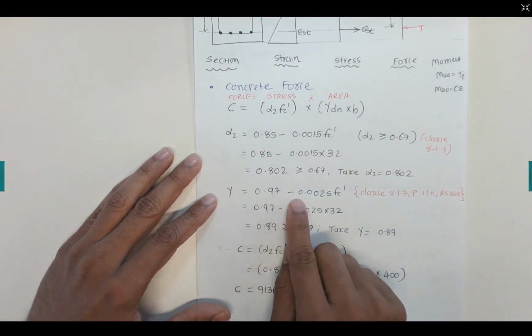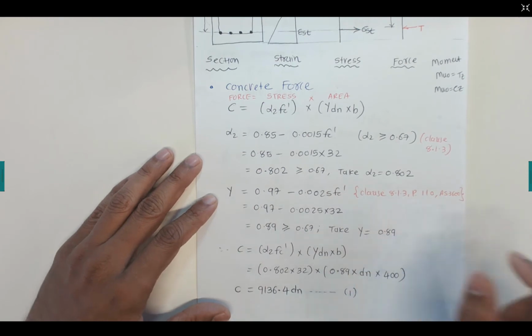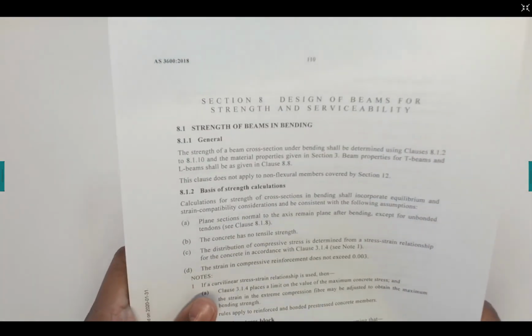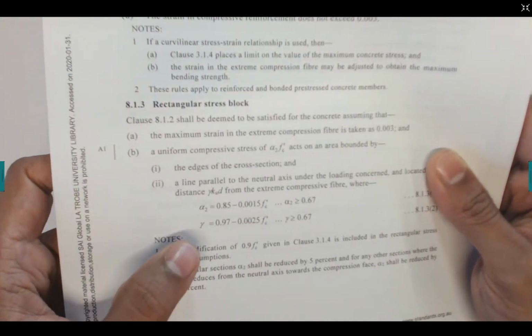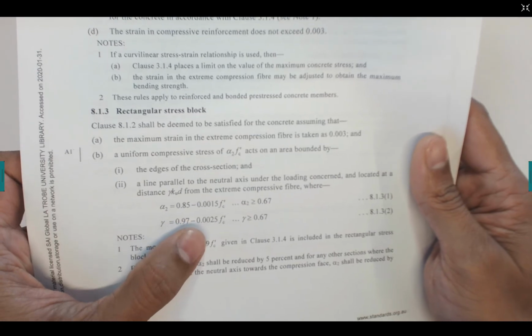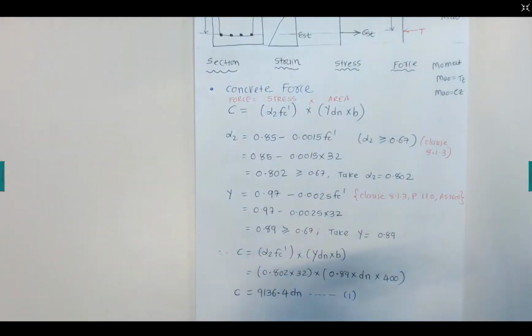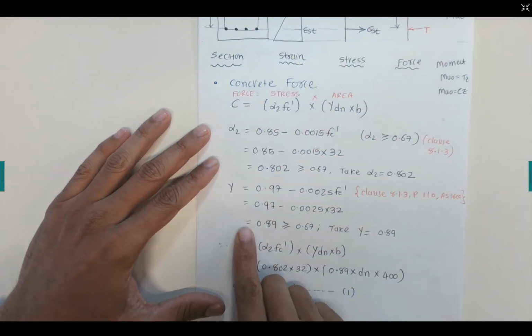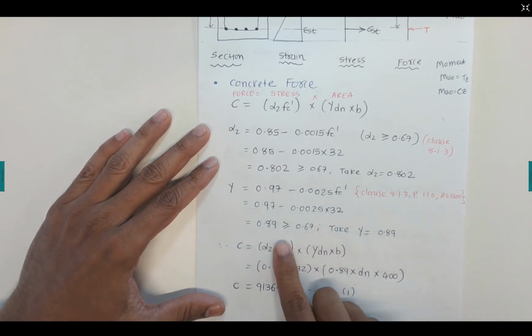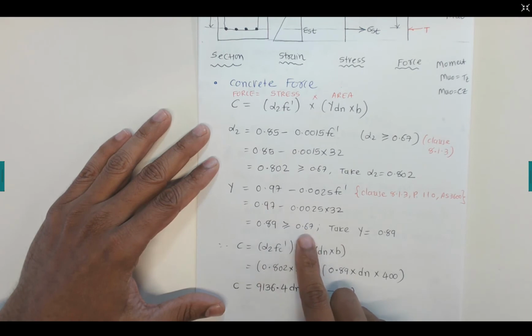The gamma equation is given on the same page 110 of the Australian standard. If you go to page 110, you can see the gamma equation is 0.97 minus 0.025 fc'. If you simplify this, it gives you 0.89. Again, check whether it is greater than 0.67 or not. If it is greater, you just take gamma as 0.89.